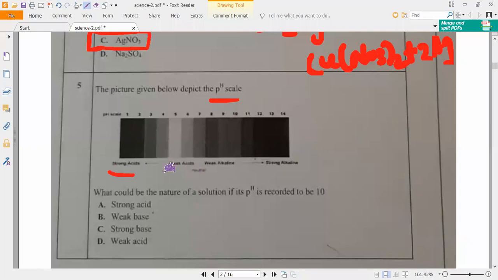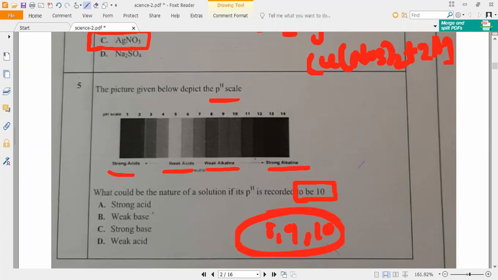As we know, strong acids, weak acids, next weak alkalis, strong alkalis are bases. In the middle we have neutral. So what is the answer, guys? They are asking the nature of the solution with pH 10. As we know, 7 is neutral, after that 8, 9, 10 are called weak bases, and 11, 12, 13, 14 are called strong bases. So here it will represent a weak base. That is the understanding of the question.